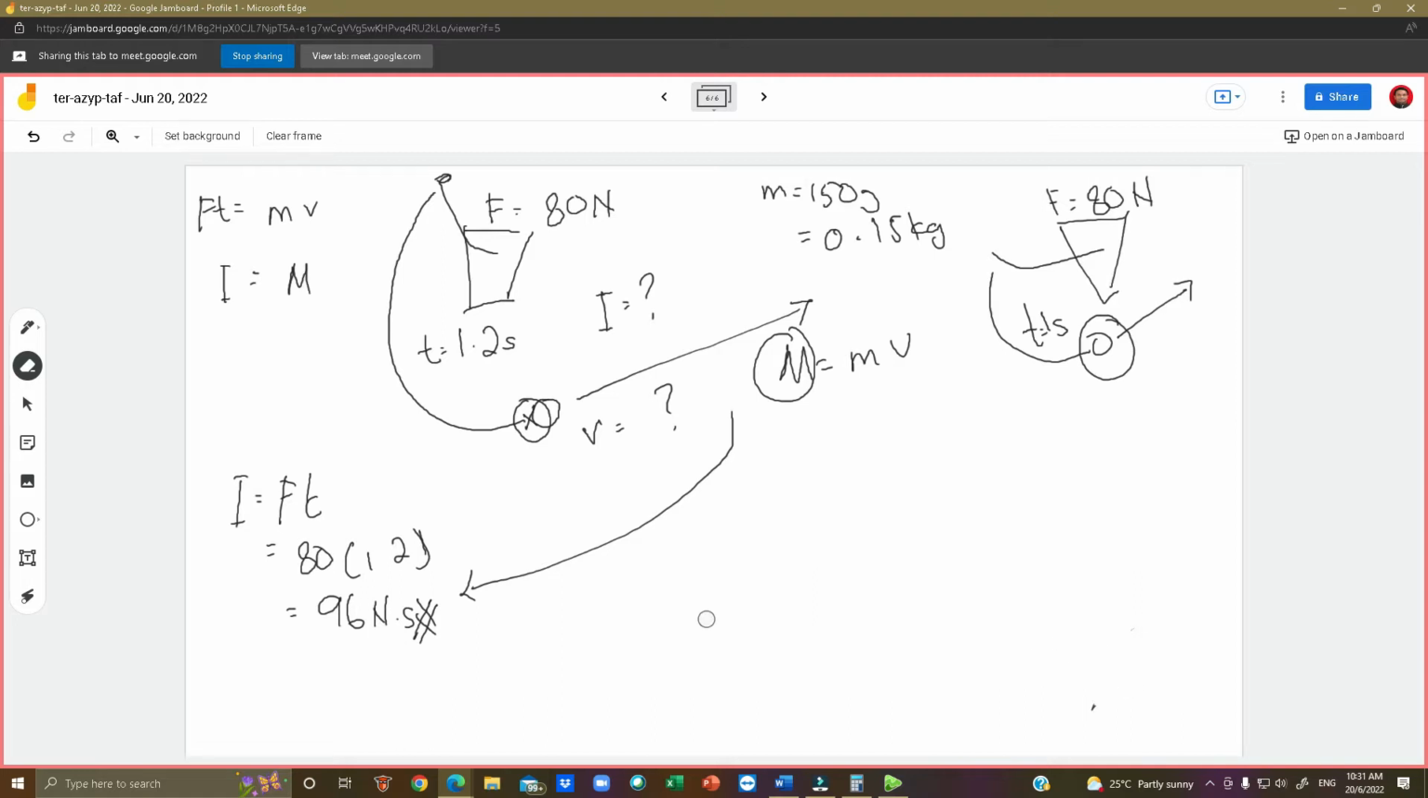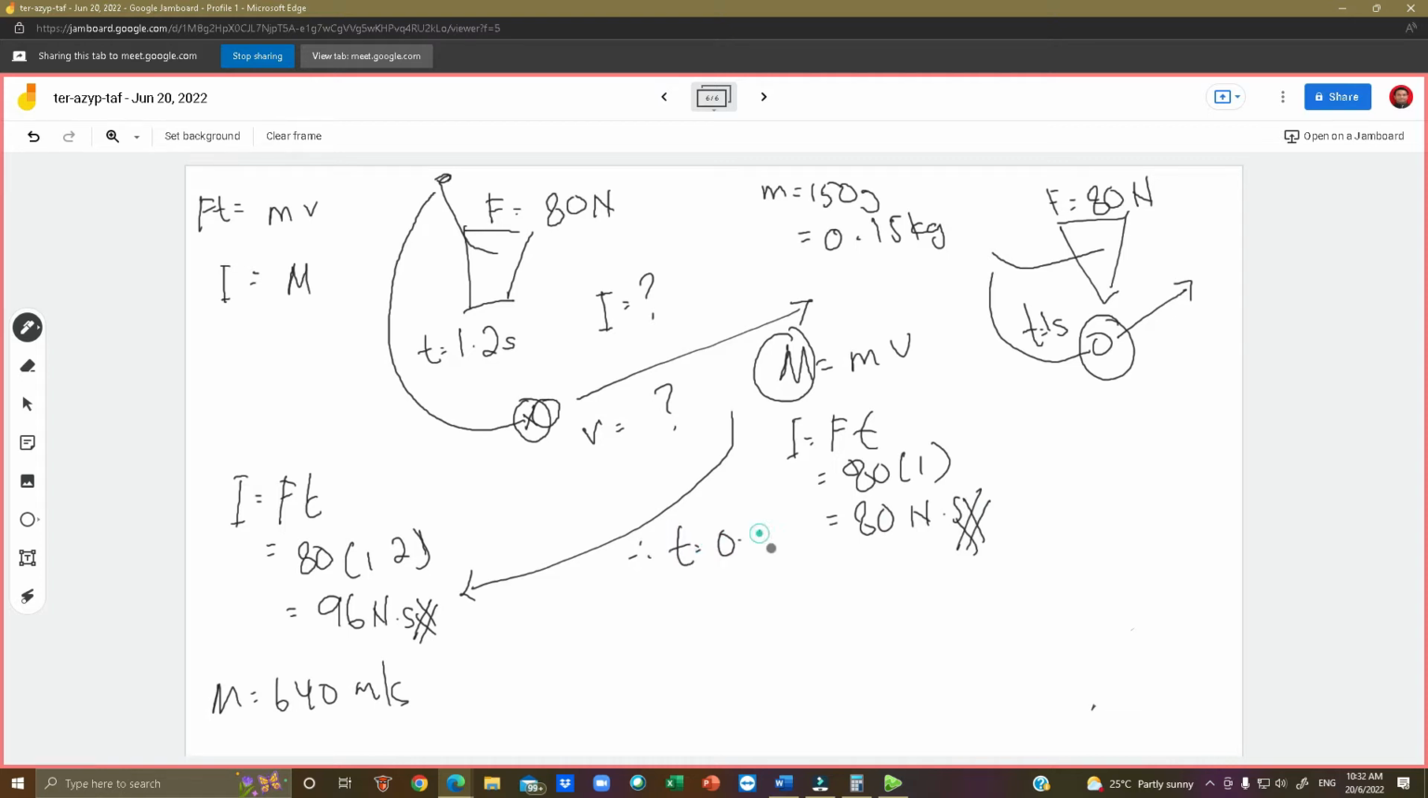Okay, kita ada 640. So here the momentum is 640 meter per second. Okay, here kita kira dia punya impulse dulu. So the impulse is force times time. So 80 times 1, we have 80 Newton per second. Tadi kita ada 96. So the change is only, okay, the difference for time is only 0.2 second. The difference of impulse is 16 Newton per second. Ini perbezaan. Beza masa 0.2 sahaja.